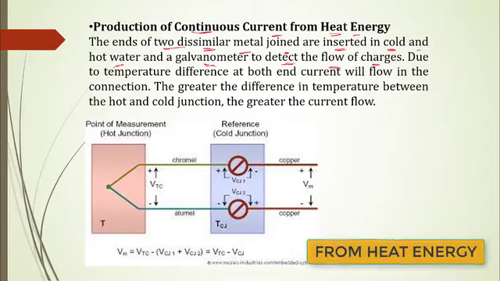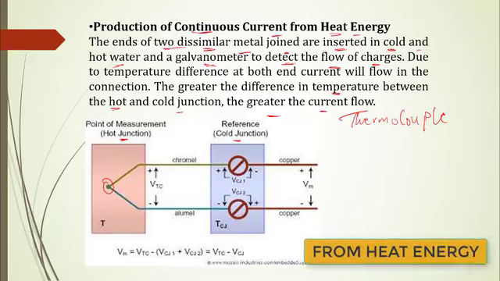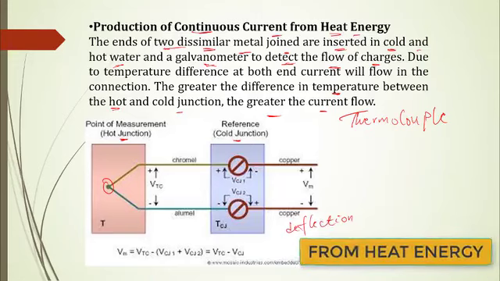Now what you see here is what we call a thermocouple. Now in this thermocouple we have what we call the hot junction and the cold junction. The two materials, the copper and the other material, they are intersecting at the hot junction, whereas at the cold junction they do not intersect. The reason for this is because the greater the difference in temperature between the hot and cold junction, the greater the current flow, and it also helps to establish a potential that makes it possible for there to be a deflection on the galvanometer to actually test for the presence of charges.